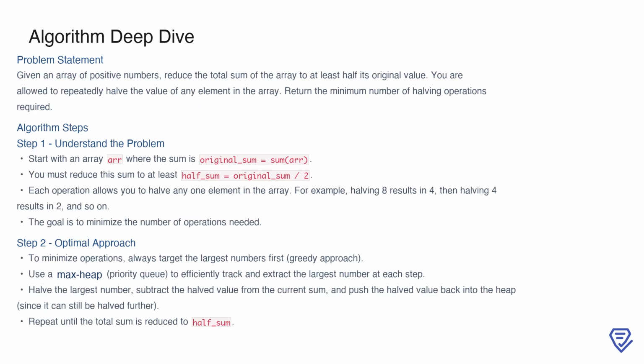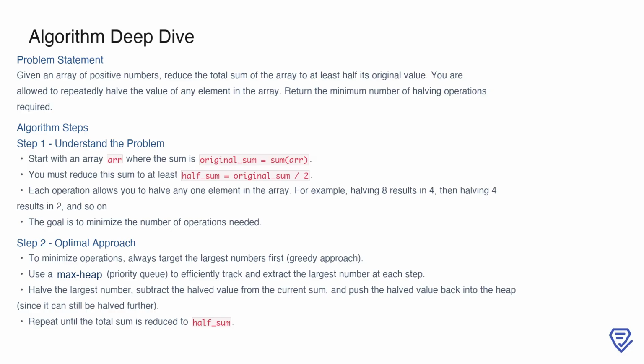In this problem, we are tasked with reducing the sum of an array to at least half of its original value using the minimum number of operations. Each operation allows us to halve the value of any one element in the array. For example, halving the number 8 gives us 4, and halving 4 again results in 2. The key is to minimize the number of these halving steps.